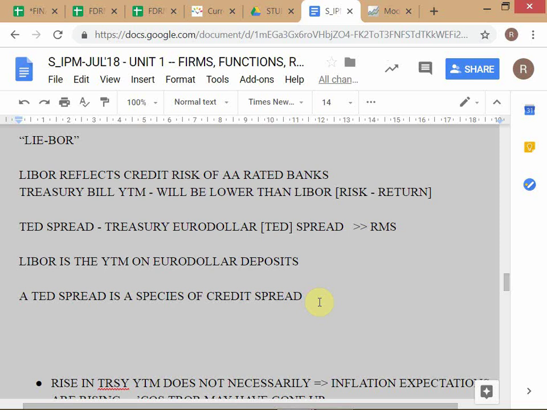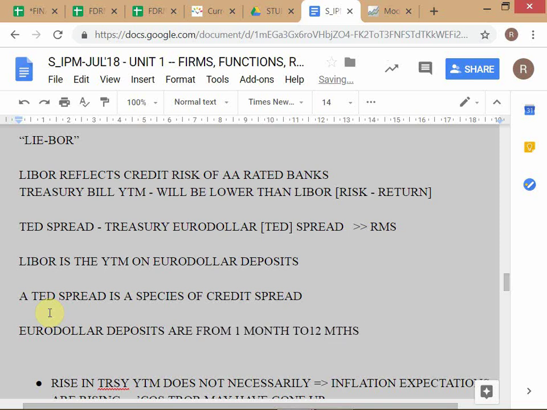Okay, so let's see if we can get a, ideally, let me try and look at. Okay, so what you need to understand is that this eurodollar deposit, this double A credit spread. Now, typically, because eurodollar deposits are from 1 month to 12 months.